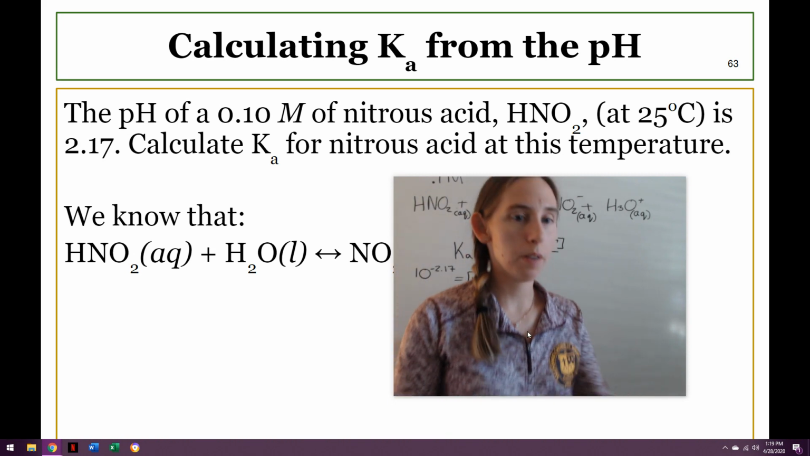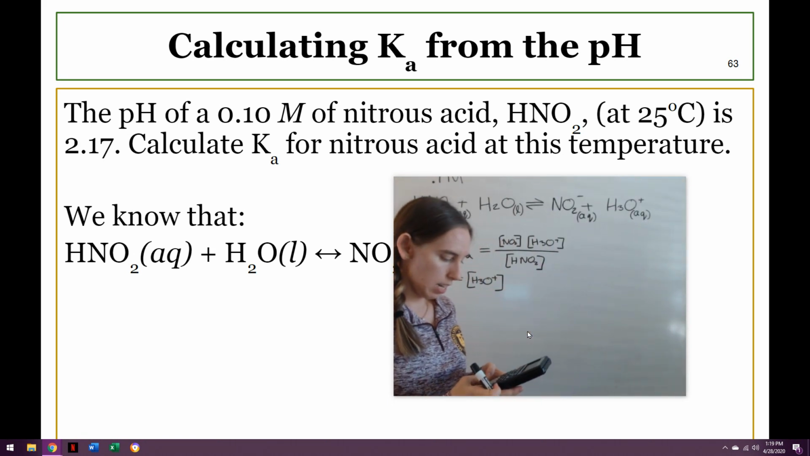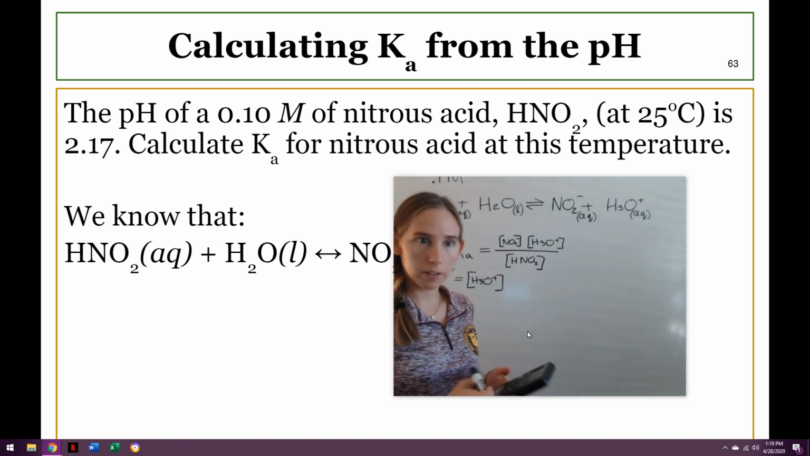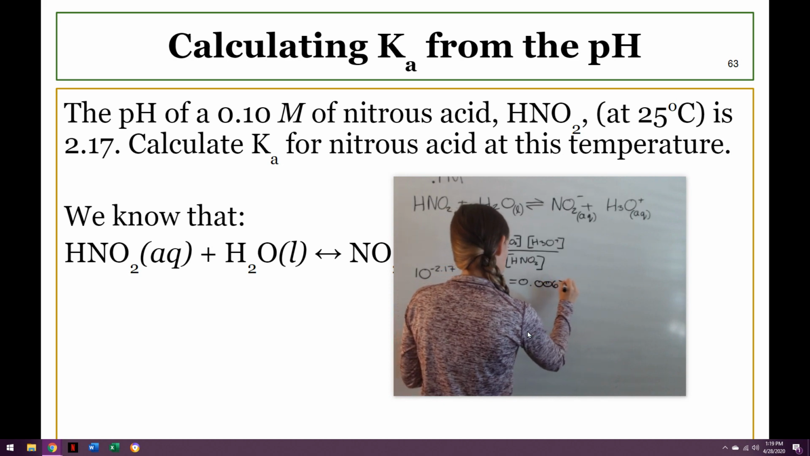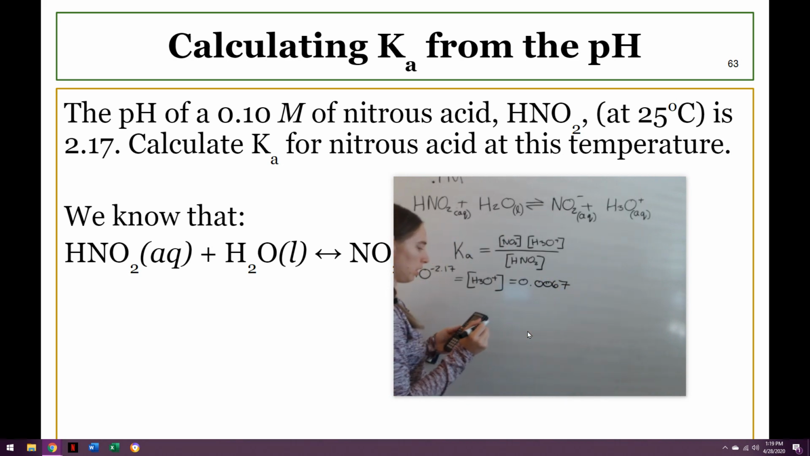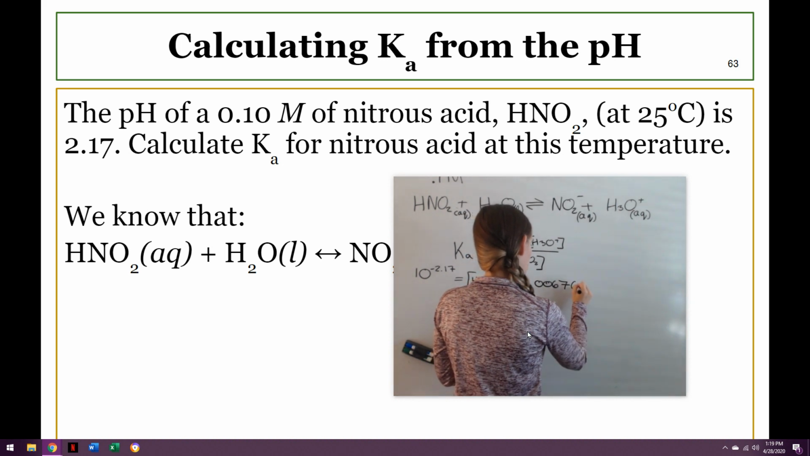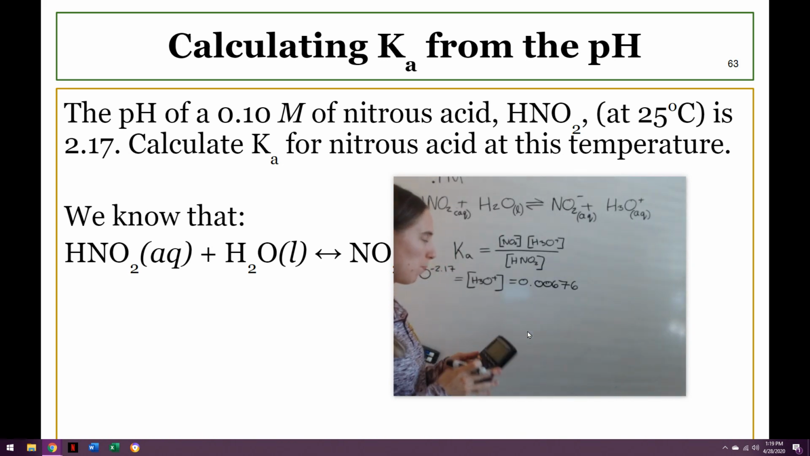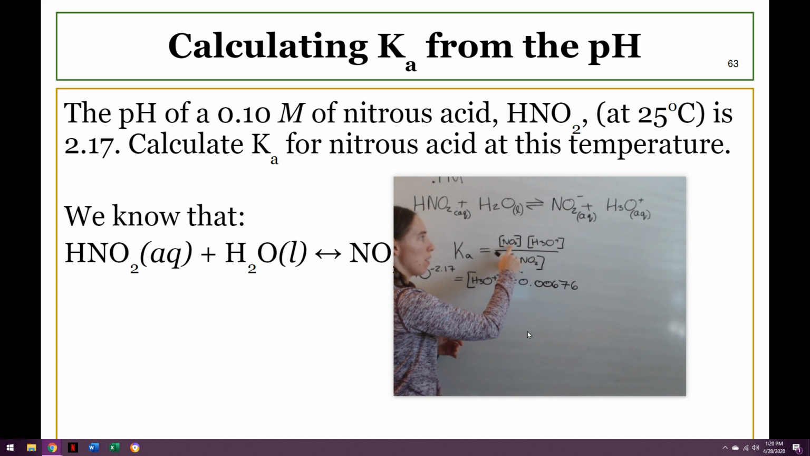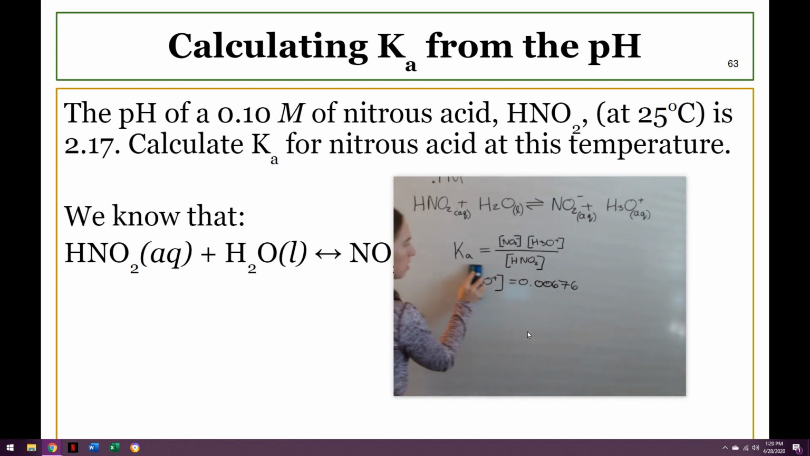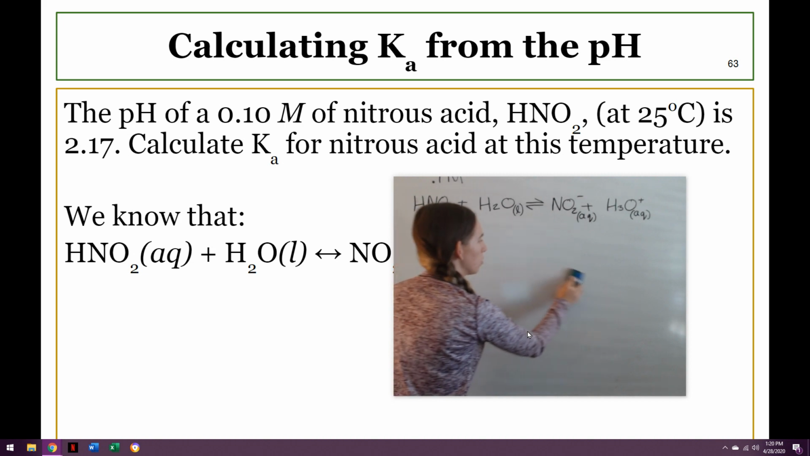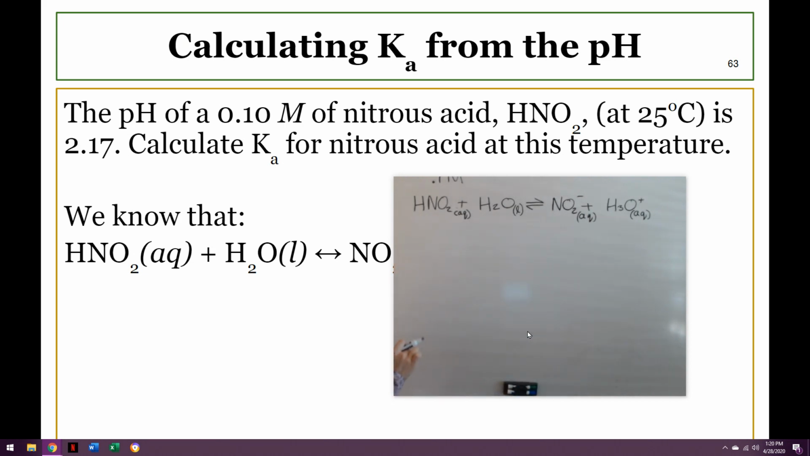So grab your calculator and let's try that. 10 to the negative 2.17 is 0.00676. That is equal to H3O and NO2 minus. So we've got quite a bit here so far. Now, let's keep that number in mind, and let's also keep our Ka in mind. But we're going to write something out for a moment.